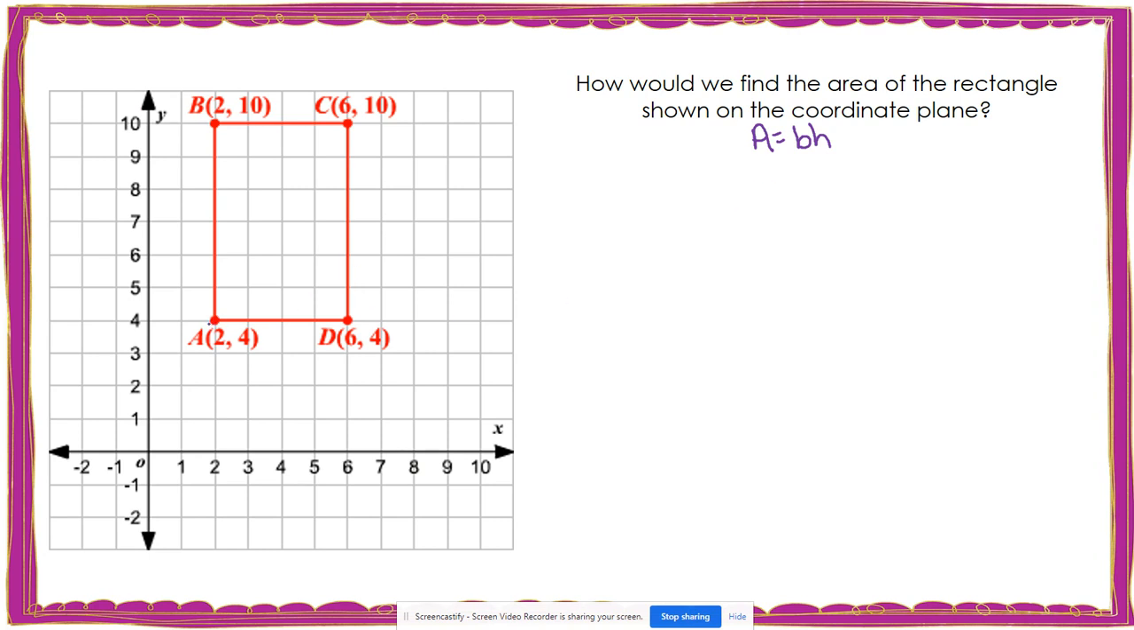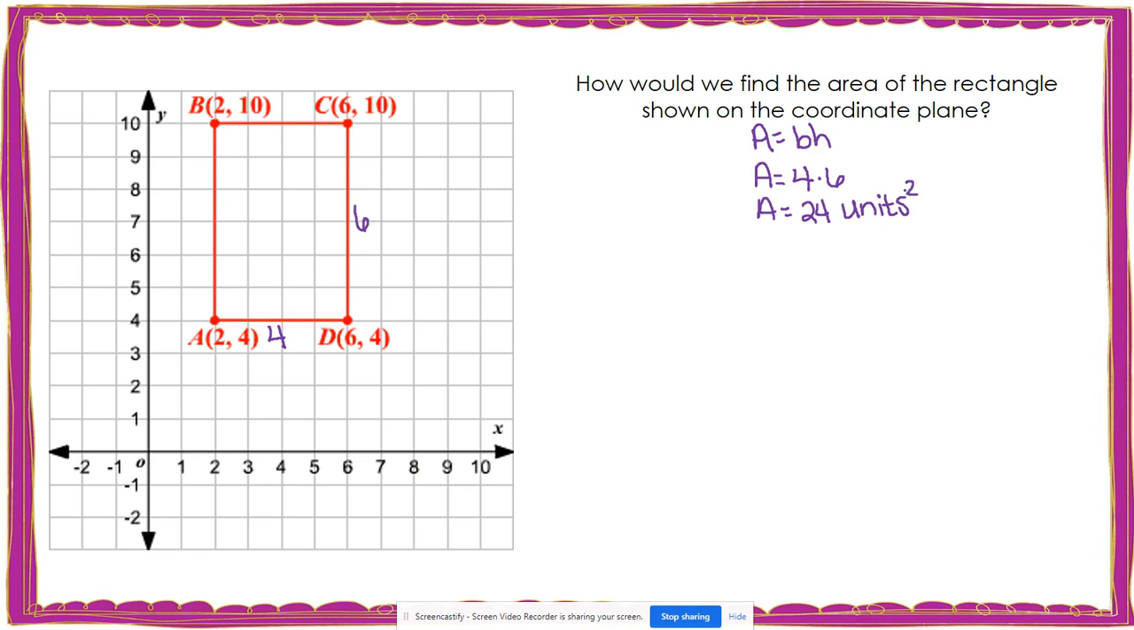If I were looking at this, I would know that the base is the distance from A to D, so that would be 1, 2, 3, 4 units, so the base measures 4 units, and the height of the rectangle would be the distance from C to D, so it would be 1, 2, 3, 4, 5, 6 units. So if I were going to use the formula to find the area of the rectangle, I would do area equals base of 4 times height of 6, which would give me an area of 24 square units.